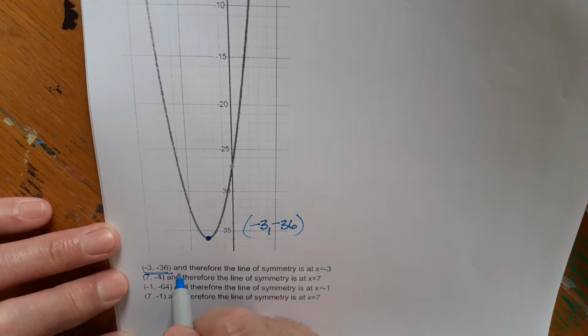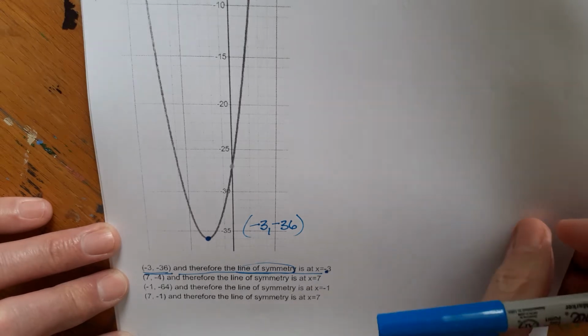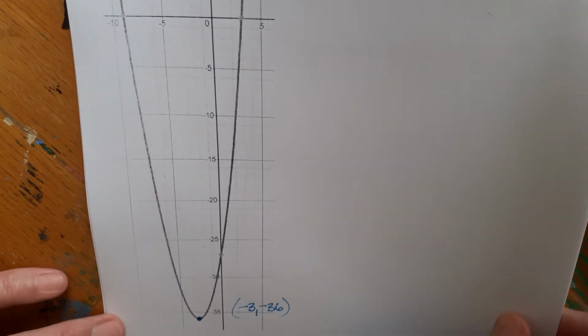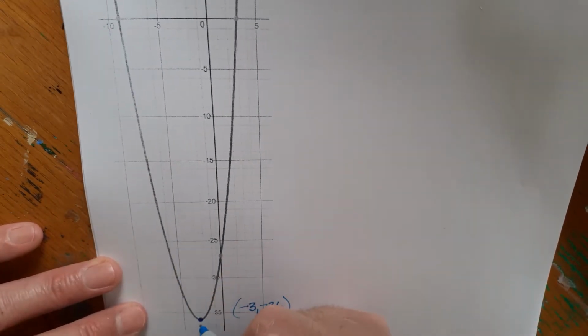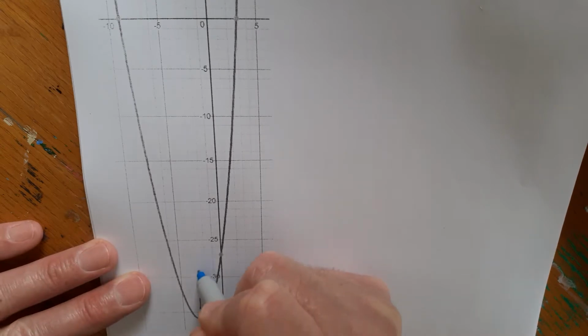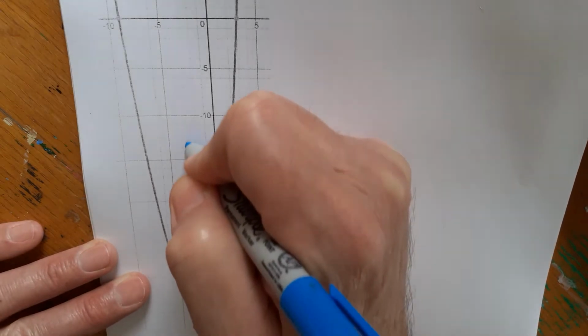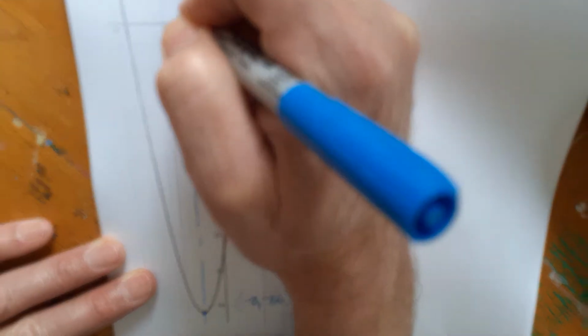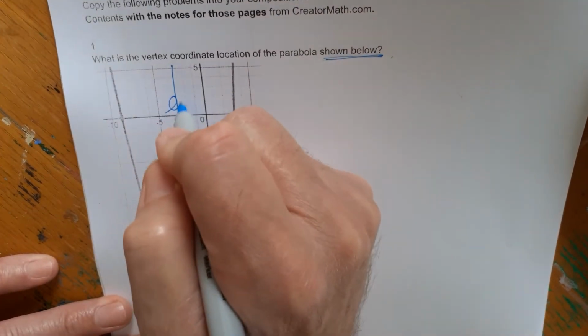And therefore the line of symmetry is at x equals minus 3. What happens is the line of symmetry divides the parabola right in half and goes right up through here. It's like a center line of the thing. I'm trying to draw a center line, which is the kind of dash you've got here. So this is called the line of symmetry.